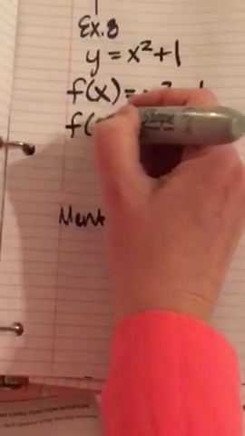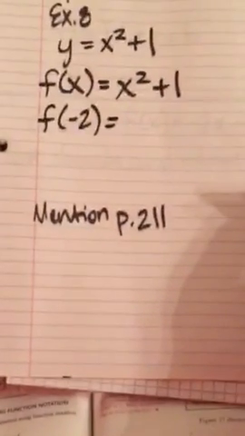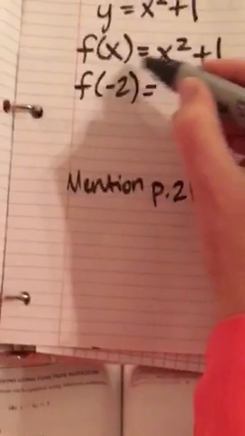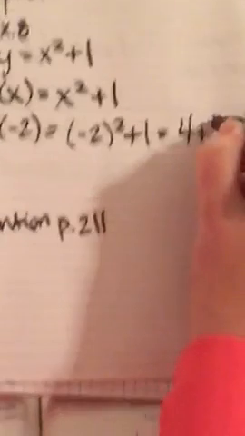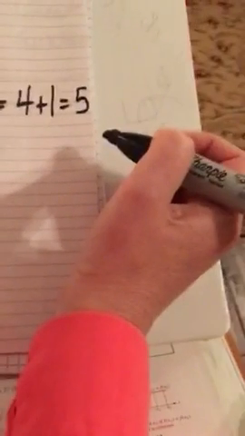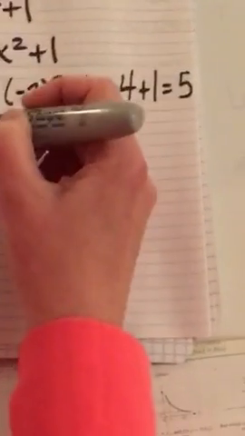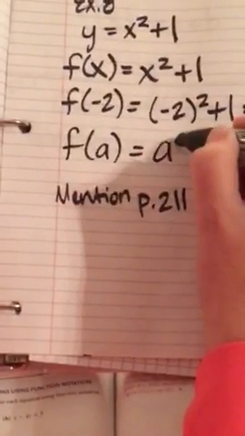Then find f at negative 2. What does that mean? Plug that in for x. And just work it out. Negative 2 squared is 4. 4 plus 1 is 5. Okay, and then find f at a. Just plug a in where there was an x. And there's nothing else you can do.